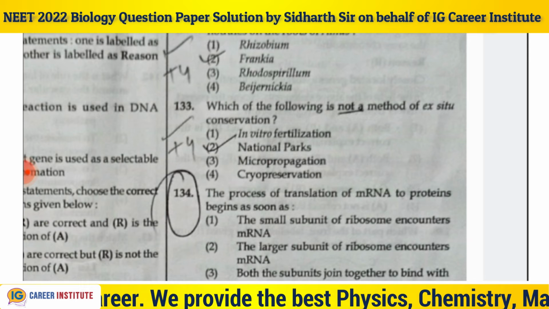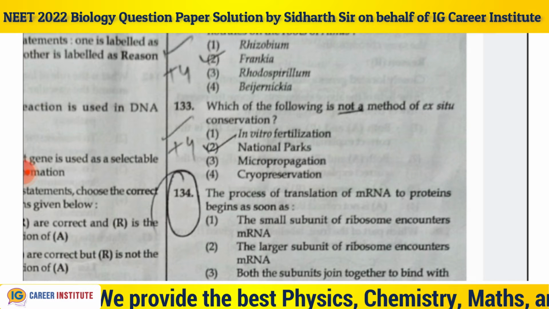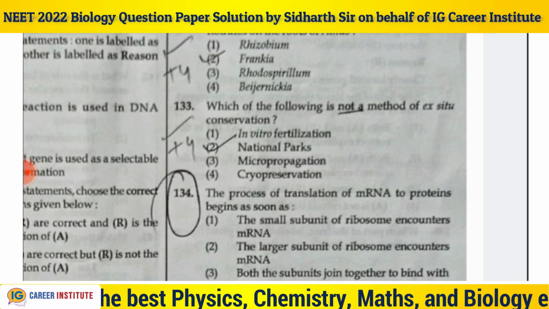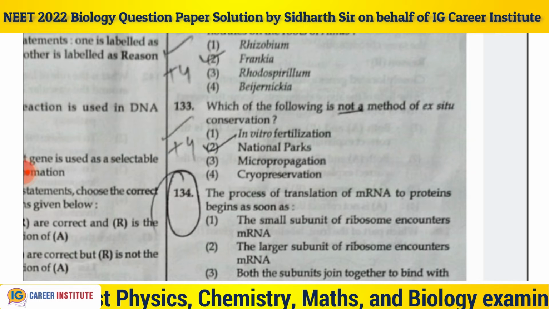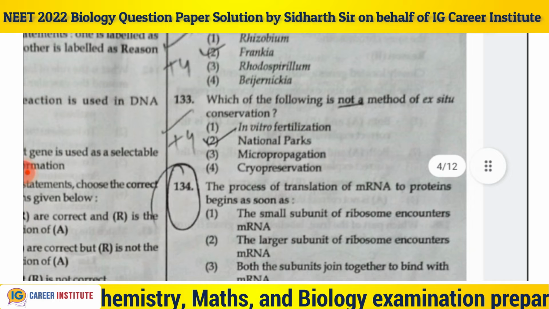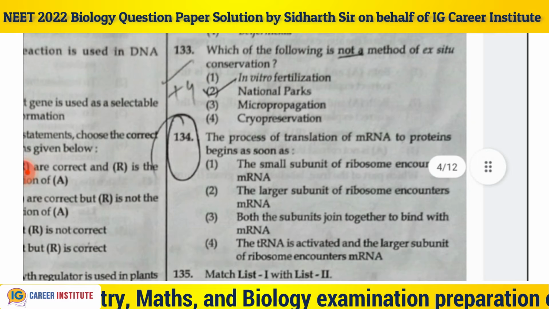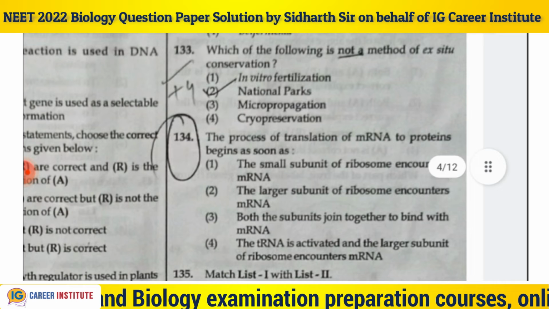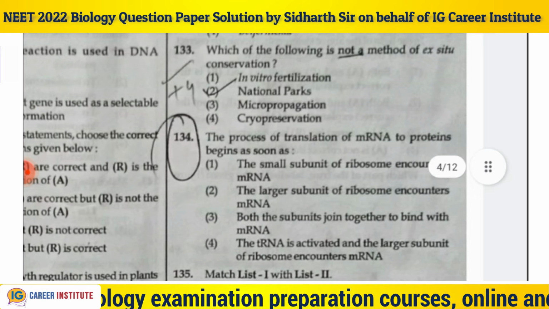Which of the following is not a method of ex situ conservation? Ex situ means outside the natural environment, right? So it is national parks, because in national parks it is not outside the natural environment of the organism.